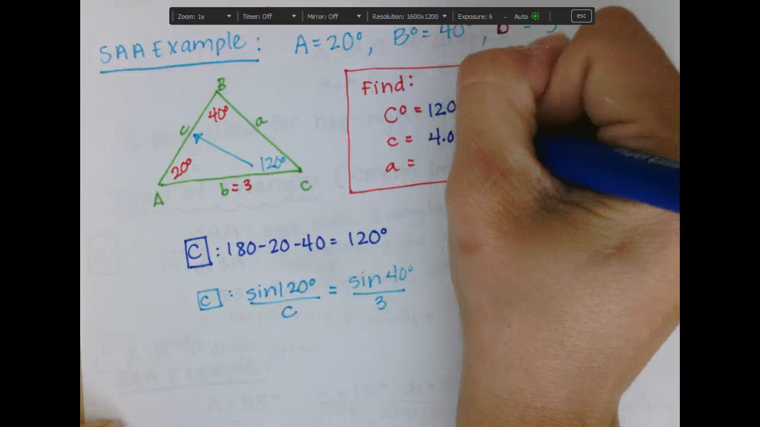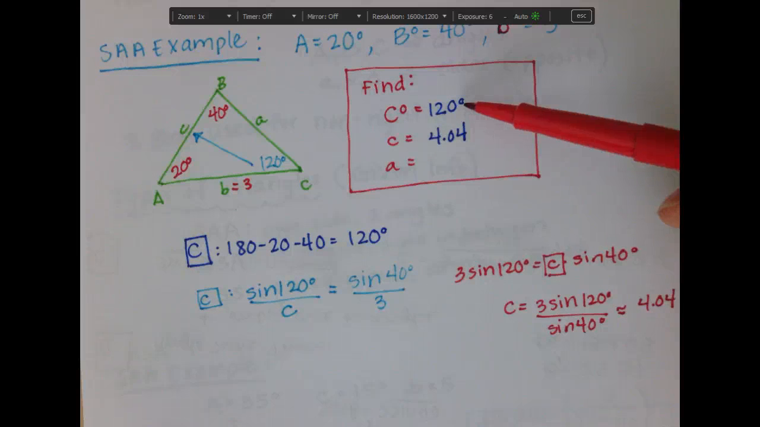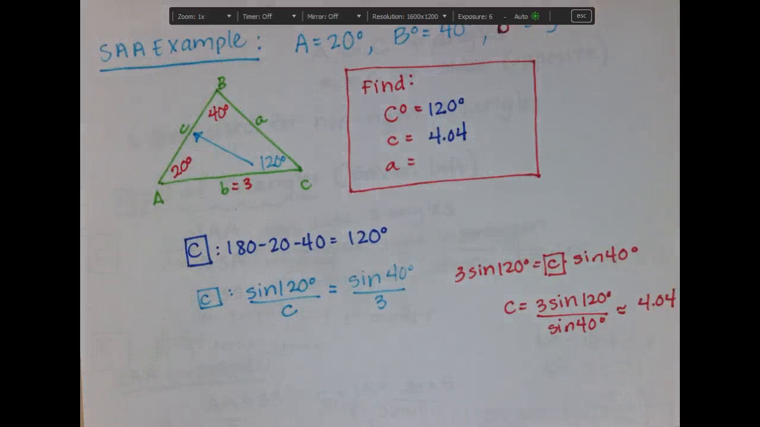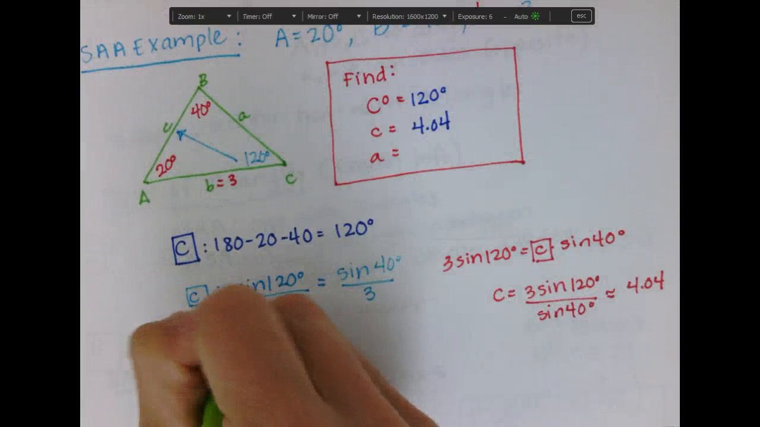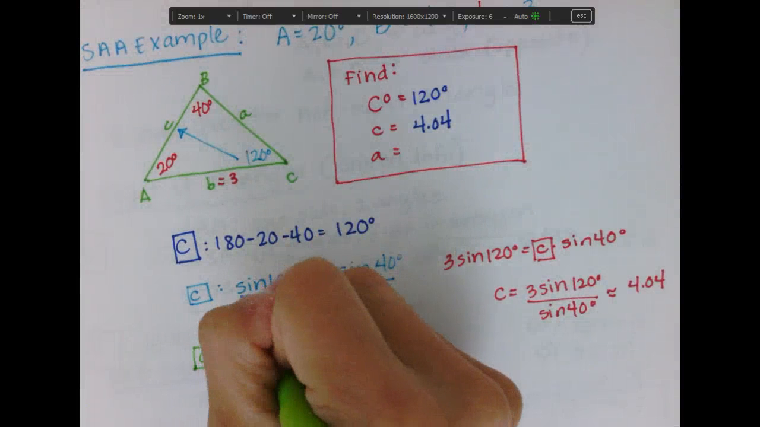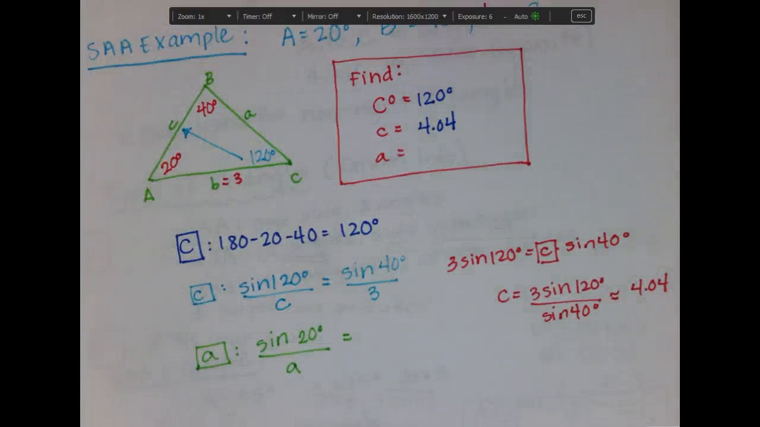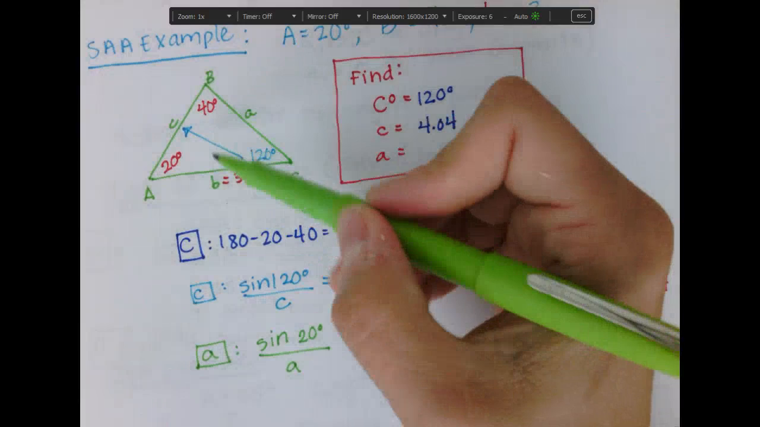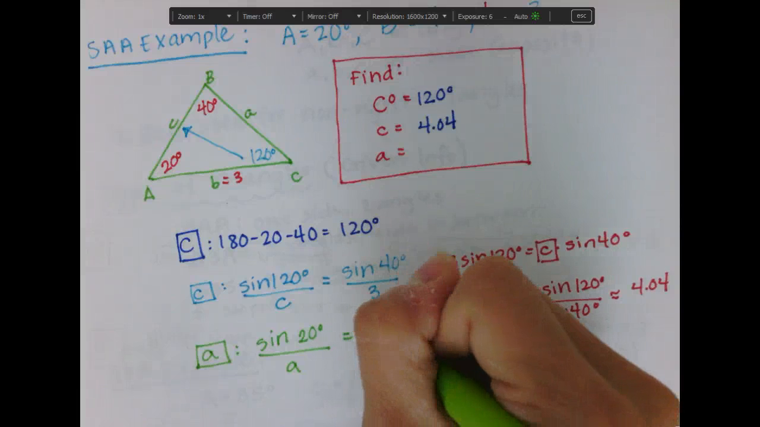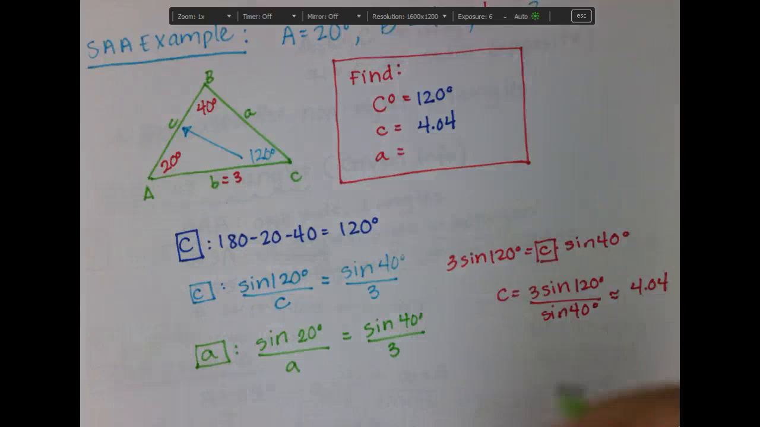Alright, so we've gotten 2 of the 3. We've got the third angle and we've got one of our sides. Let's find the last side. So the last side is going to be side A. So my ratio that includes that side will be the sine of 20 degrees over its opposite side A. And let's set it equal to a ratio where there aren't any unknowns. I typically like to just go back to the 2 that were given, 40 degrees and side 3. Cross multiply.